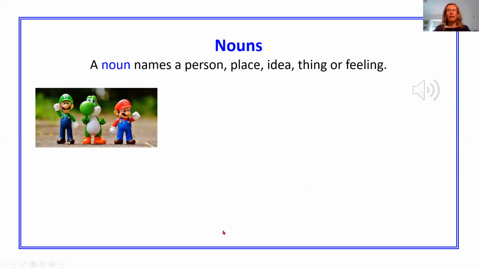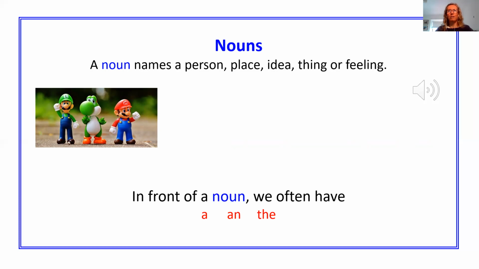So a noun is the name of a person, a place, an idea, a thing, or a feeling. So if you got that correct, well done. And in front of a noun, we often have the words a, an, or the. These are called determiners. So let's have a look at some of the examples.